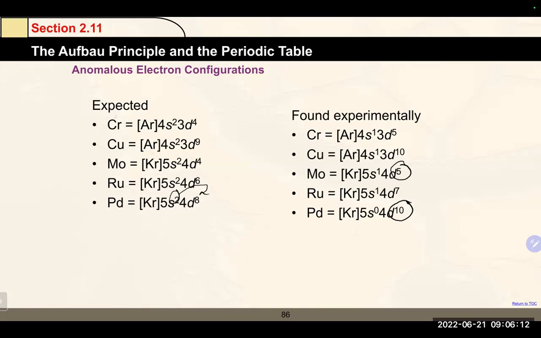For us in this class, you will be responsible for just chromium and copper, even though those underneath have some other exceptions. You could write them like you would with the zigzag, but for sure you should know the exceptions for those two. And you should be aware that underneath there, a lot of exceptions occur in the transition metal region. Any questions on that?